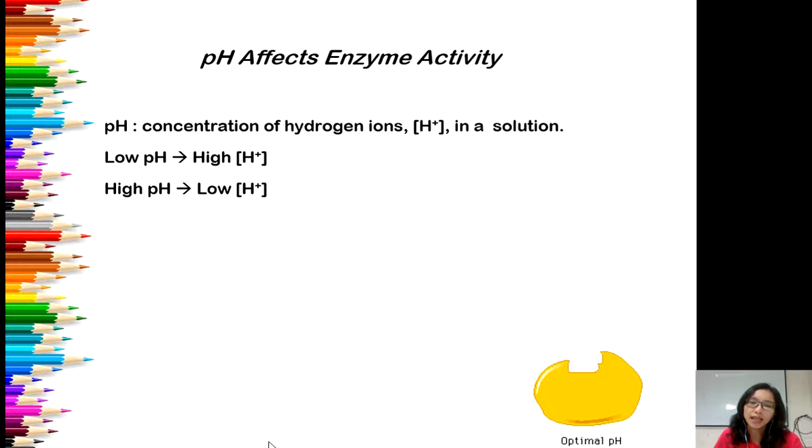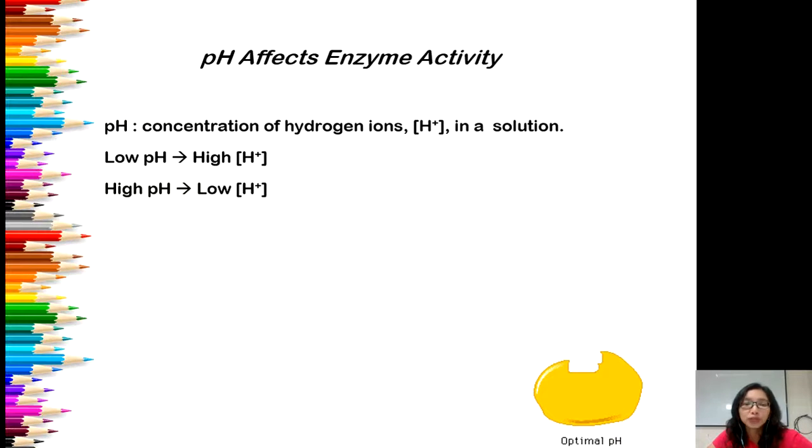While there are too few hydrogen ions in the solution, it means the solution will be too basic or alkaline, or we can say high pH. Every enzyme has its own bondings, including ionic bonds, which are the interaction between positive and negative charged amino acid side chains.